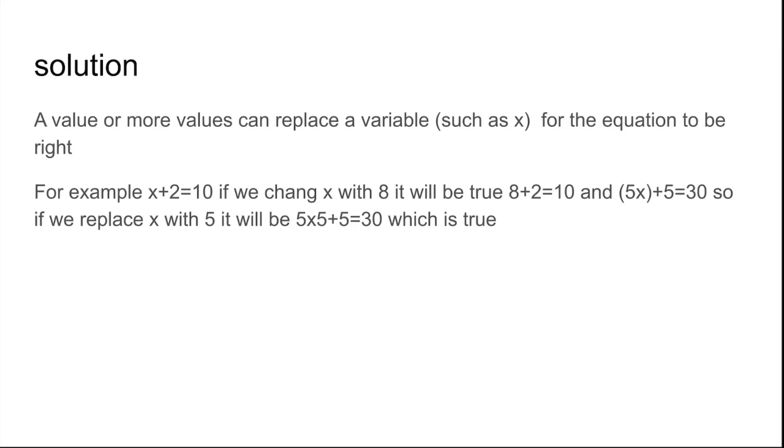Solution. A value or more values can replace a variable such as x for the equation to be right. For example, x plus 2 equals 10. If we change x with 8, it would be true. 8 plus 2 equals 10. And 5x plus 5 equals 30. So, if we replaced x with 5, it will be 5 times 5 plus 5 equals 30, which is true.